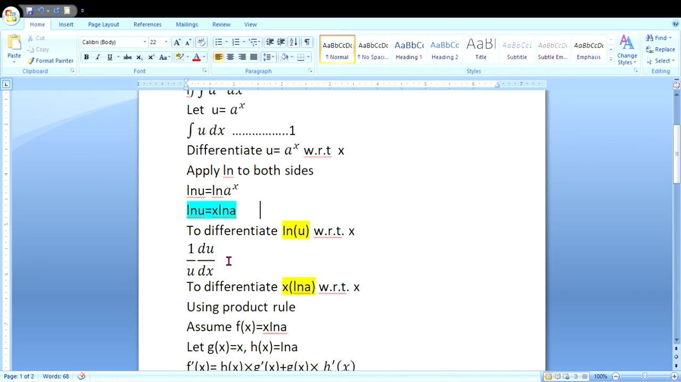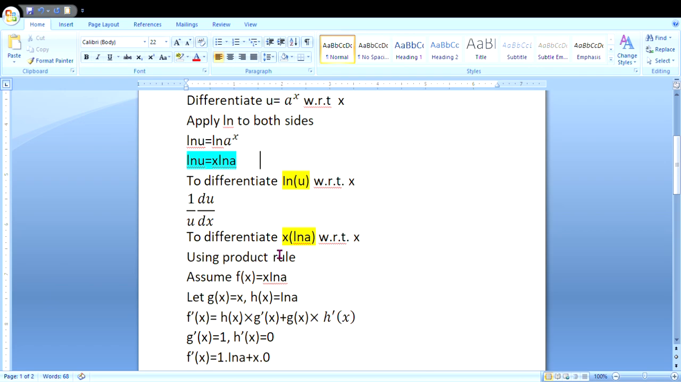Now let's look at the right hand side. The right hand side is x ln a, which is a product of x times ln a. So here we adopt the product rule of the derivative. Using the product rule, we let the whole function x ln a be equal to f of x.